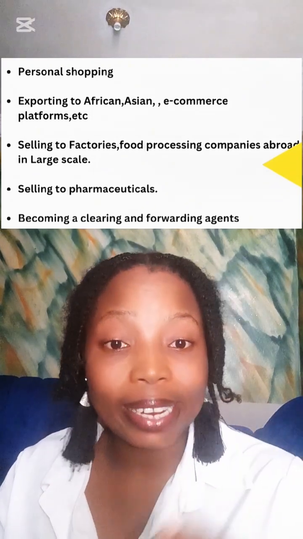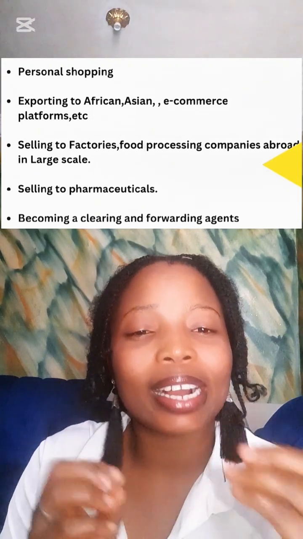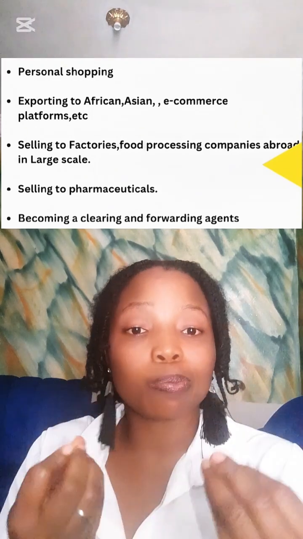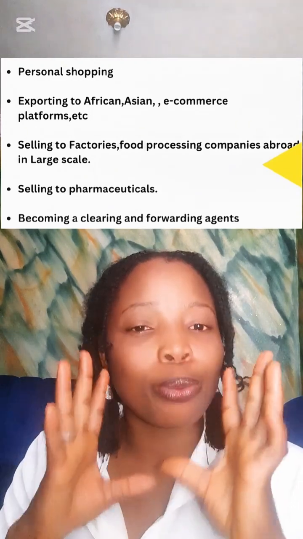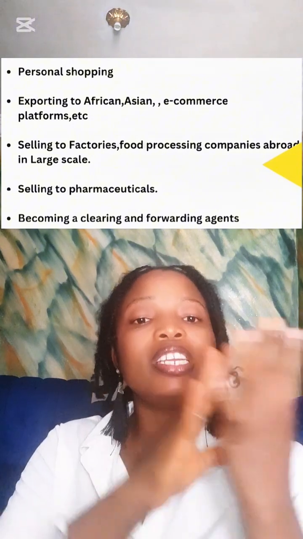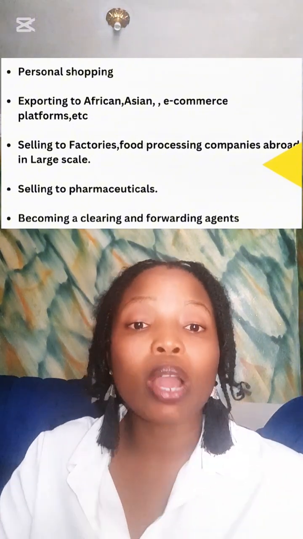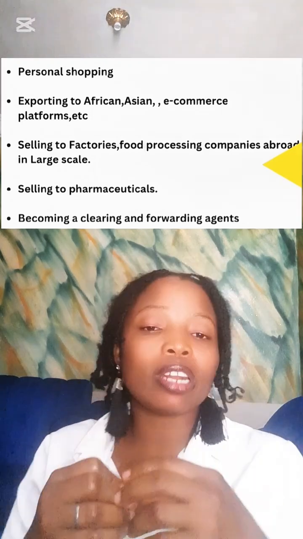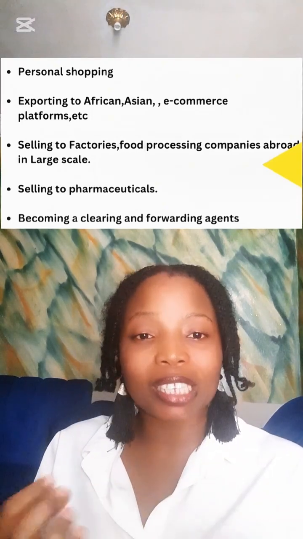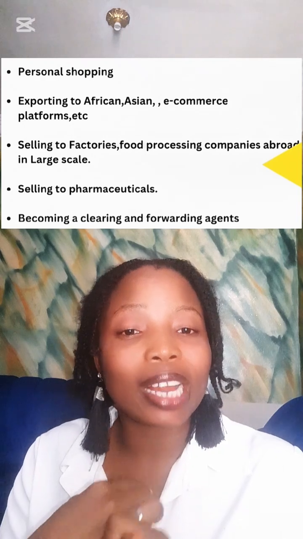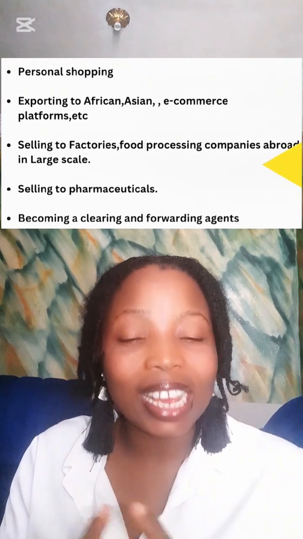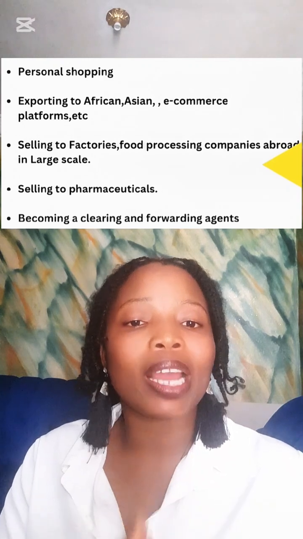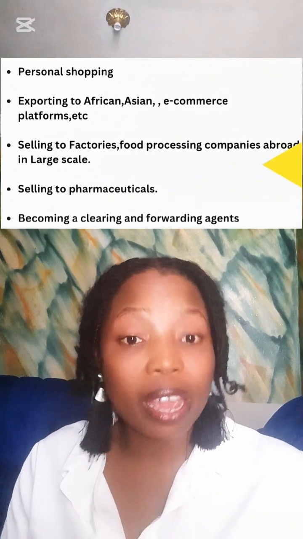Another way you can earn in exportation is by becoming a clearing and forwarding agent. These are people that help exporters with their documentation. You pay them for it. So if you live near an airport, you can simply go and start learning how to get all those documents so that you can start getting documents for exporters. You'll be responsible for making sure that their goods are well packed and are being exported on time, and you get their documents for them and you get paid your commission.